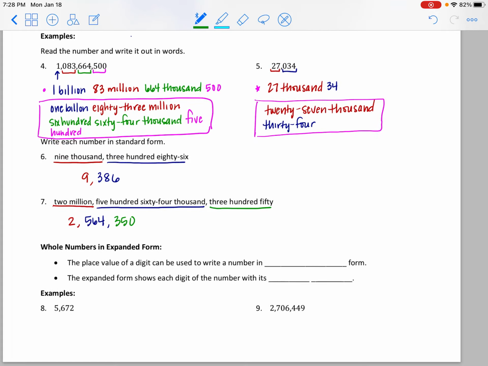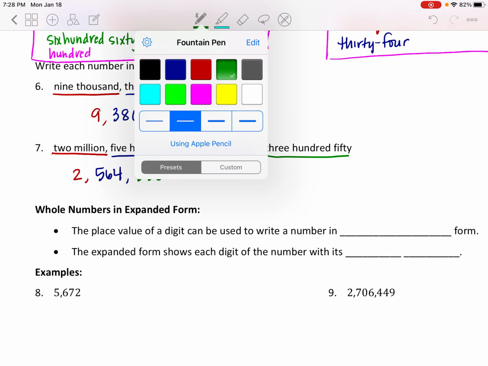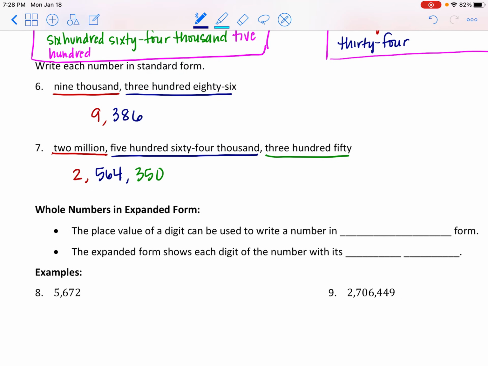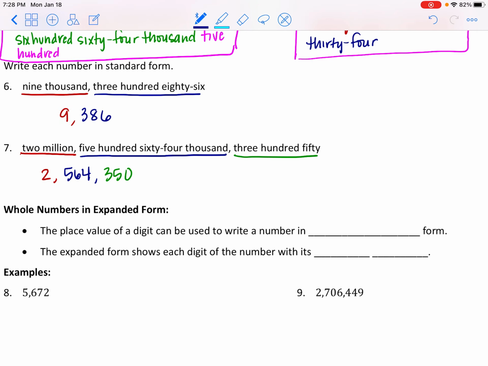Okay, now let's look at the last little piece here. That's writing a number in expanded form. So standard form is the normal way to write the number. The expanded form is for you to actually see what this number is made of. In the expanded form, the place value of a digit can be used to write a number in, again, expanded form. And what we do is we show each digit with its place value.